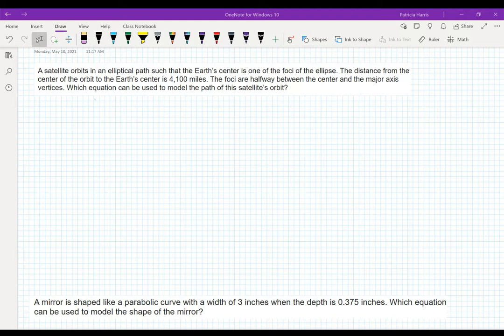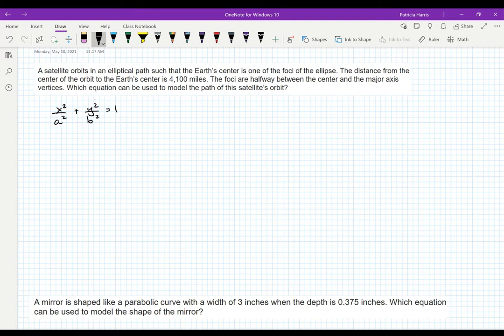Okay, let's start. A satellite orbits in an elliptical path such that the Earth's center is one of the foci of the ellipse. So right from that sentence, we know something about a foci, and we know that we're dealing with an ellipse. Now, if you look at all of the answer choices, you will notice that they use a center of 0, 0, so we're going to do the same. The distance from the center of the orbit to the Earth center is 4,100 miles.